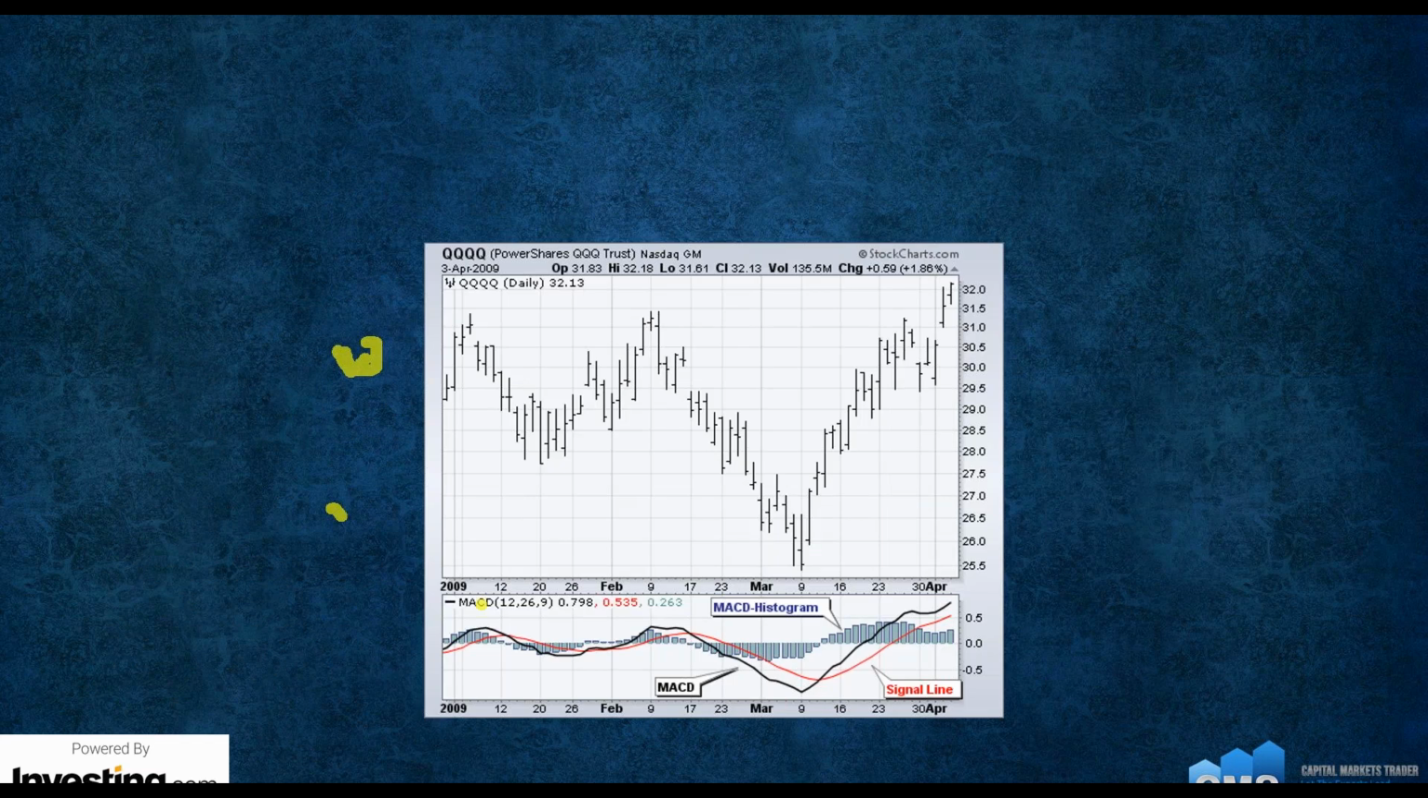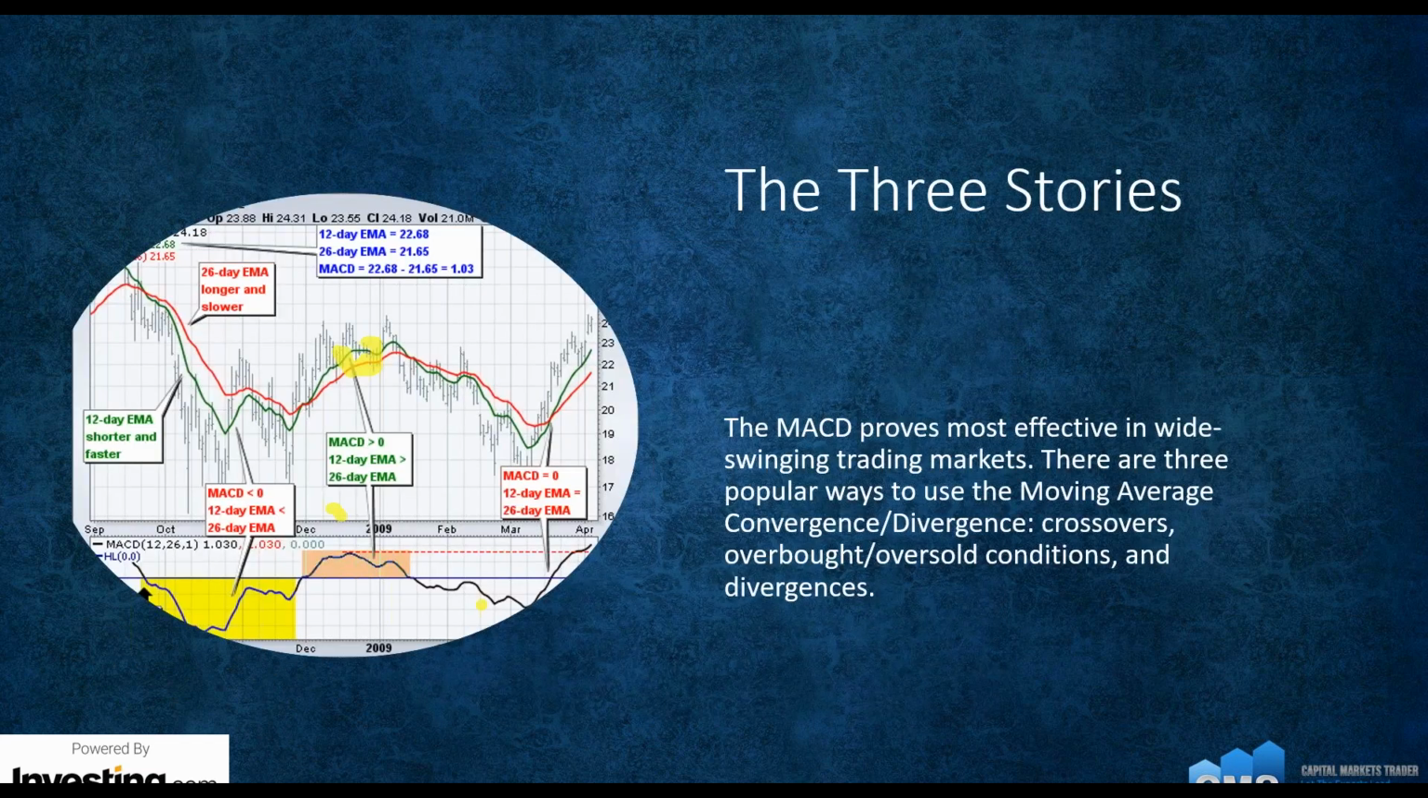Now, once we've got the MACD on our chart, it gives us three valuable pieces of information, and you can use it however you care to use it. It gives us crossovers, overbought and oversold conditions, and divergences.